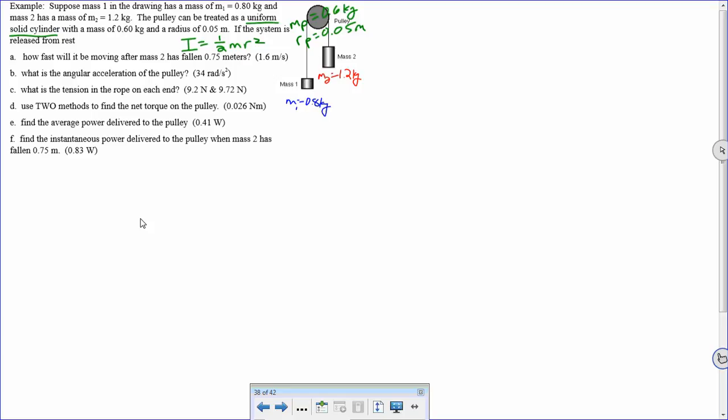All right, so we need to find a course for how to solve this thing. And there are a bunch of different ways of solving this.